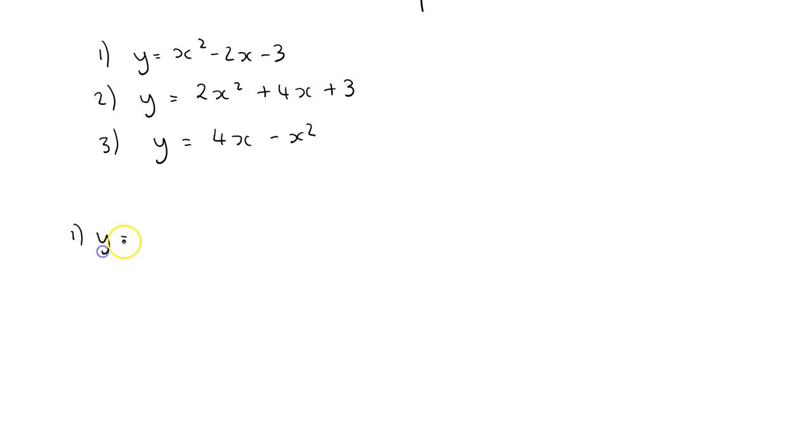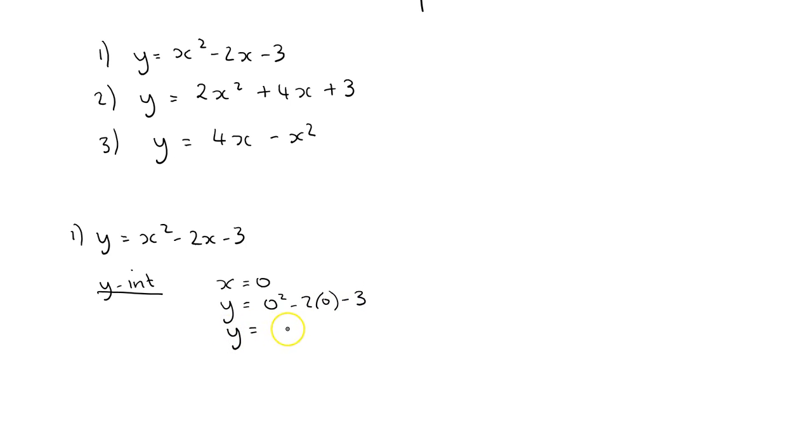So we've got y equals x squared minus 2x minus 3. First thing we're going to do is our y-intercept. Remember, at the y-intercept, x is equal to 0. So we simply substitute 0 in, and we get 0 squared minus 2 times 0 minus 3. So we have a y-intercept of y equals minus 3.